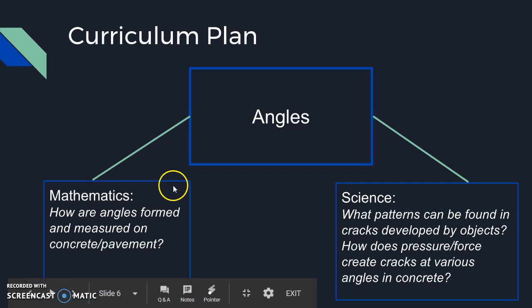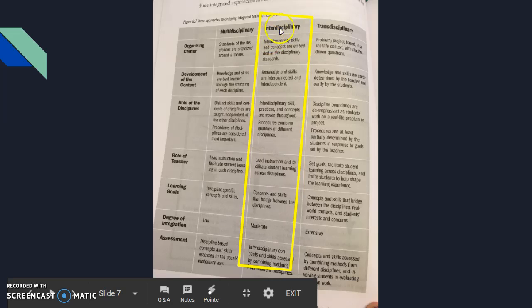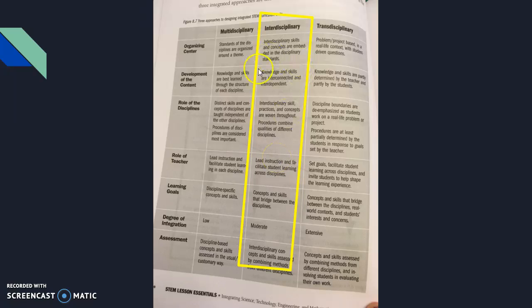So in mathematics, the essential question is how are angles formed and measured on concrete pavement? And in science, what patterns can be found in cracks developed by objects, and how does pressure or force create cracks at various angles in concrete? So looking at figure 8.7, this definitely fits all of the interdisciplinary categories here. It's all organized and developed around that main skill of angles.